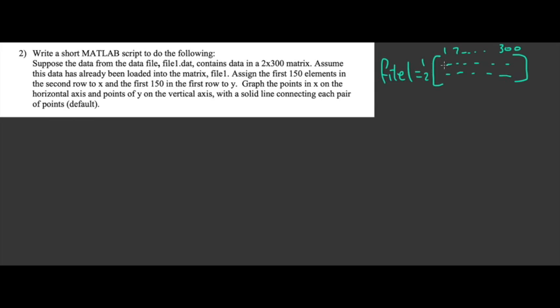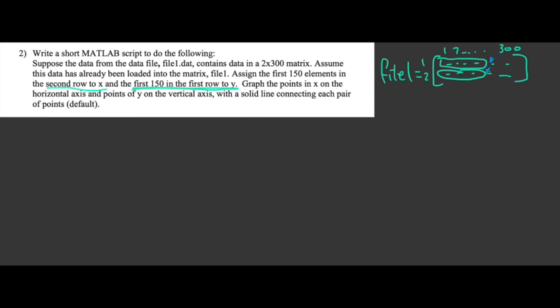We're going to assign the first 150 in the first row to y. So first 150 in the first row, y. And I know they say that second, but that's just a way to confuse you. And then we're going to assign the second row, first 150, to x. So I'm just going to label that: the first row is y, second row is x.